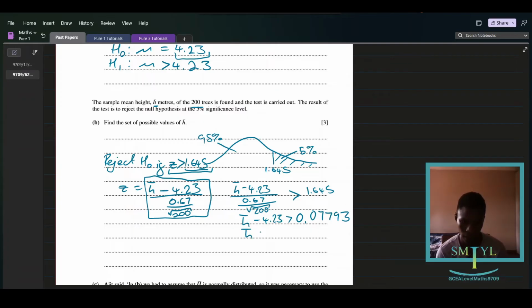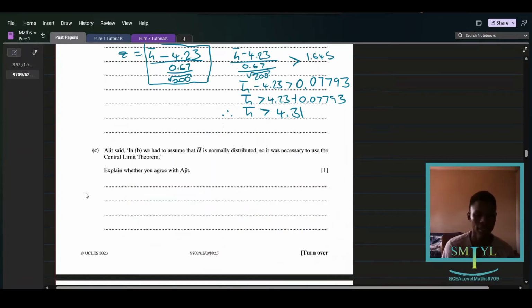So h bar would be greater than 4.23 plus the 0.07793, and that gives us 4.31, correct to 3 significant figures, and this would be our final answer.